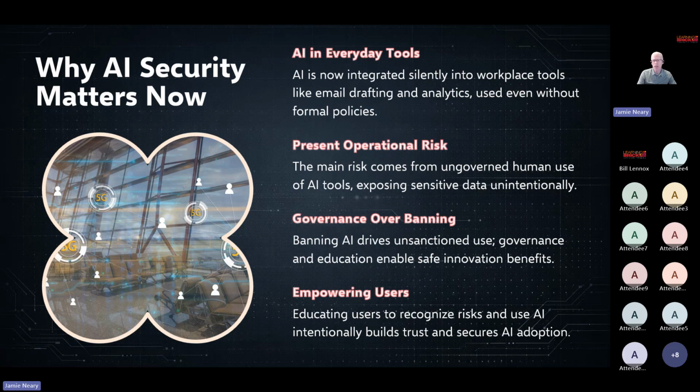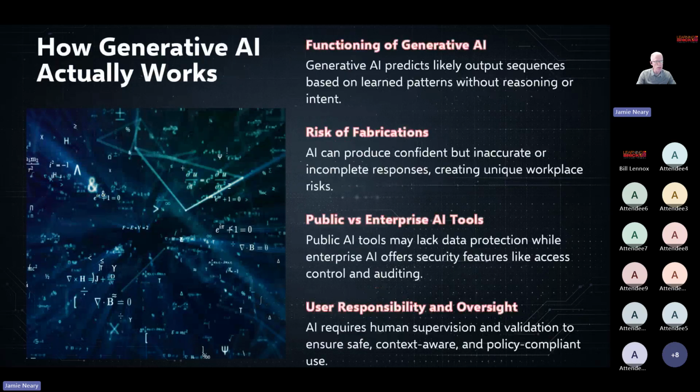So we need to make sure that our users are empowered to make informed decisions, recognize risk patterns, and use AI intentionally and properly. And those are really the key components that we need to take a look at.